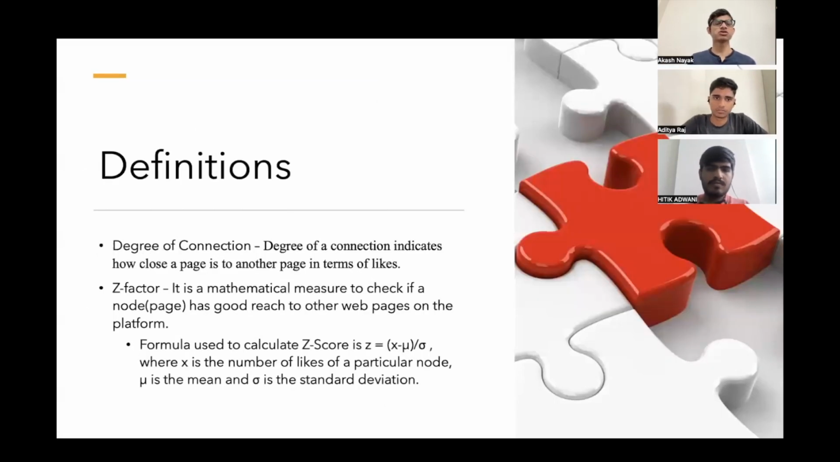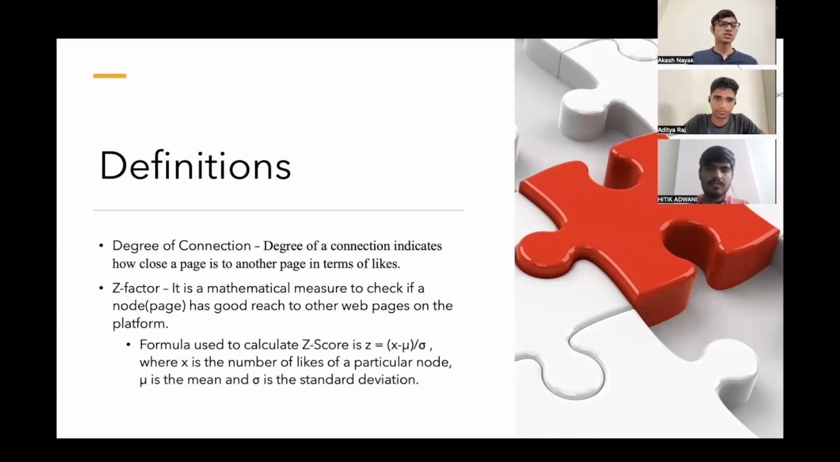Coming to the definitions of the concepts that we have used in our applications, the first one is the degree of connection. The degree of a connection indicates how close a page is to another page in terms of likes. For example, if there are two web pages A and B and they both like each other, then an edge exists between them, and A and B are called first degree connections. Now suppose there is another web page C which likes B and B also likes C, and they have an edge. So here B and C are first degree connections, but here A and C are second degree connections.